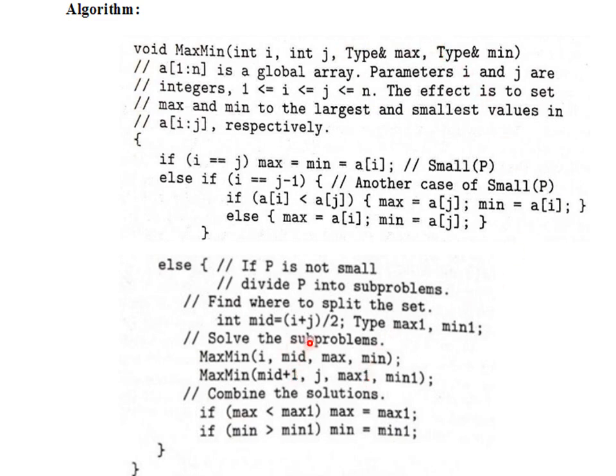Now after getting the mid value, we have two function call statements. Maximum, minimum, starting from i to mid: i is the lower index value, mid is the upper index value, and we are passing maximum and minimum. If these are addresses, then the ampersand is not required here. Actually, here they should be pointers, so then we can pass the address.